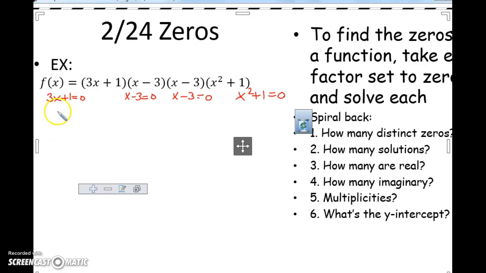So I'm going to minus 1. So I got negative 1/3. Could you please figure out the other solutions? Take each factor set to 0.